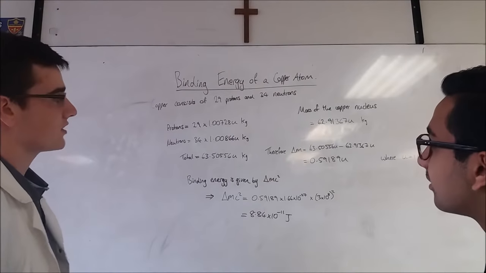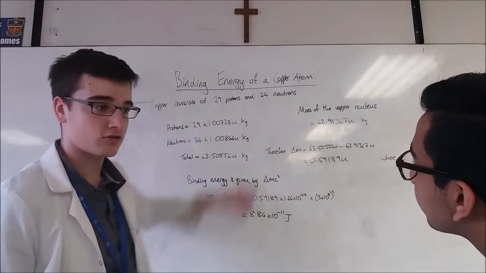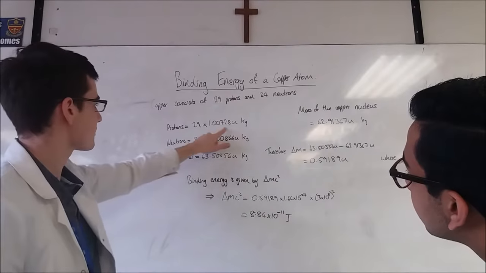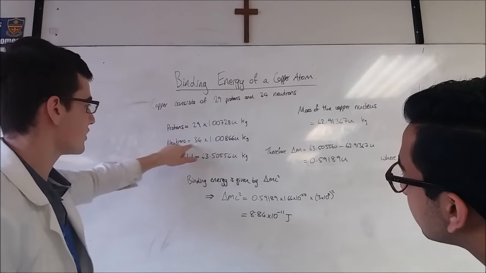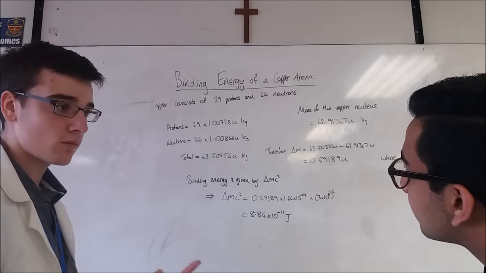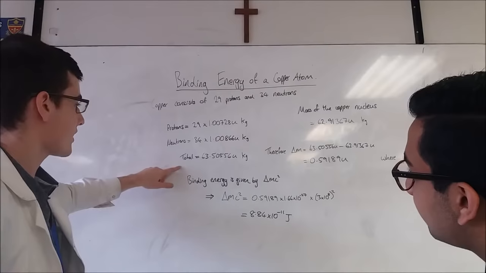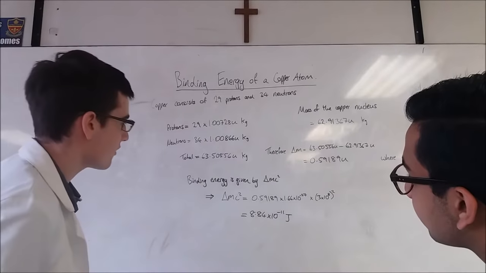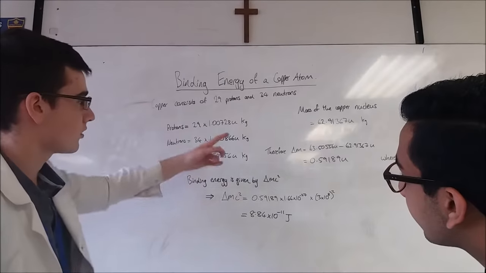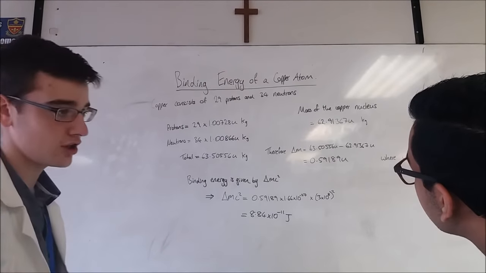Azeem, let's calculate the binding energy of a copper atom. Copper consists of 29 protons and 34 neutrons. So we can work out the mass of a proton, which is this, and the mass of a neutron, which is this. What does U represent? U represents the atomic mass unit, which represents one proton or one neutron. So our total mass is 16.50556 times one atomic mass unit. But the mass of one copper nucleus is actually 62.91367 U.